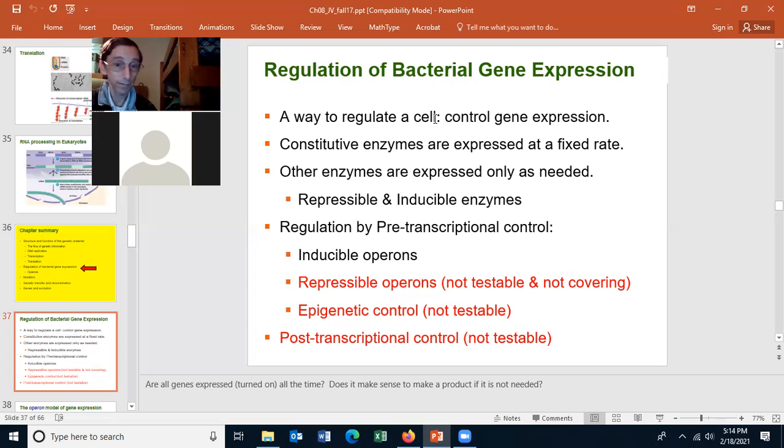The regulation of these genes occurs by pre-transcriptional control, meaning you are controlling gene expression before transcription. And this happens in the operon, and we're going to talk about it with inducible operons. There are repressible operons, and I think your book talks about it, but you're not going to be tested on it, and I'm not going to cover it.